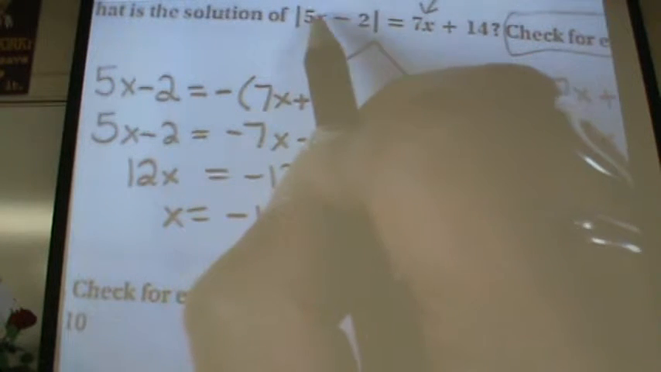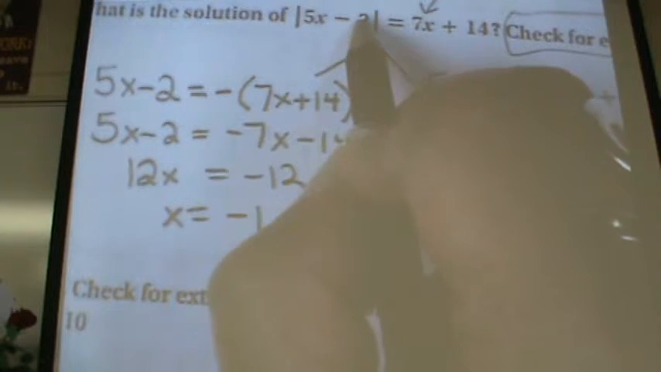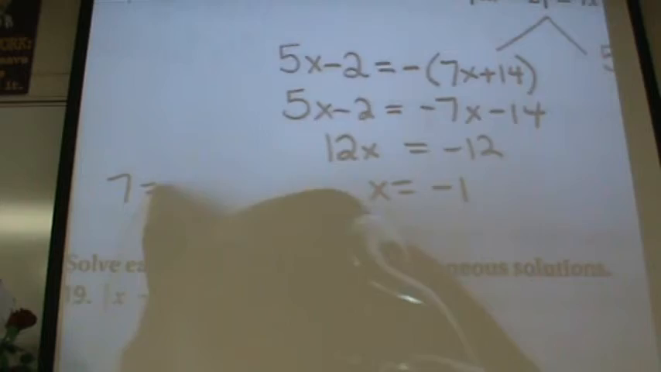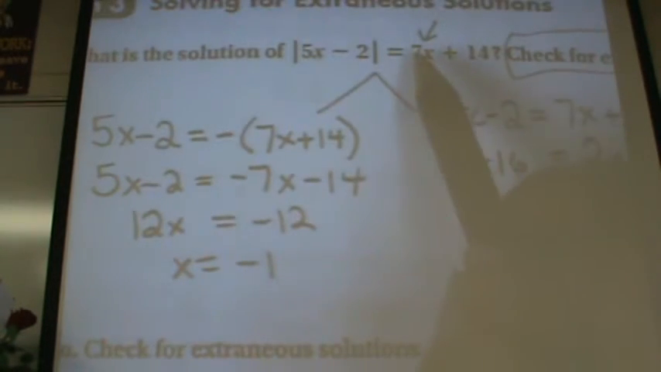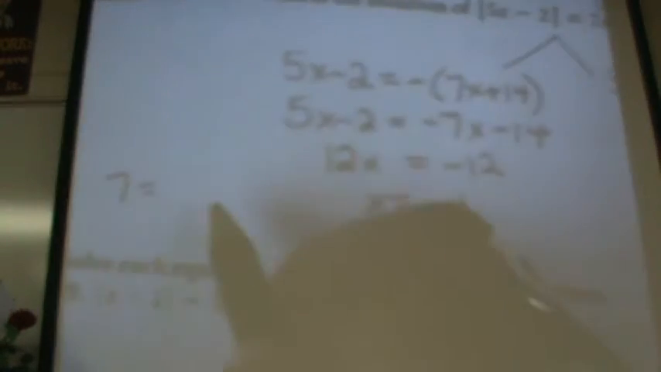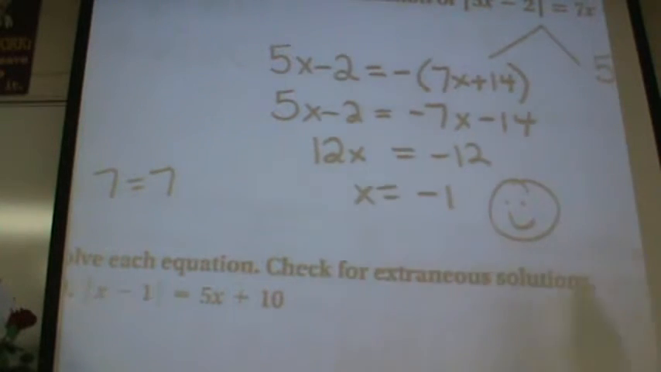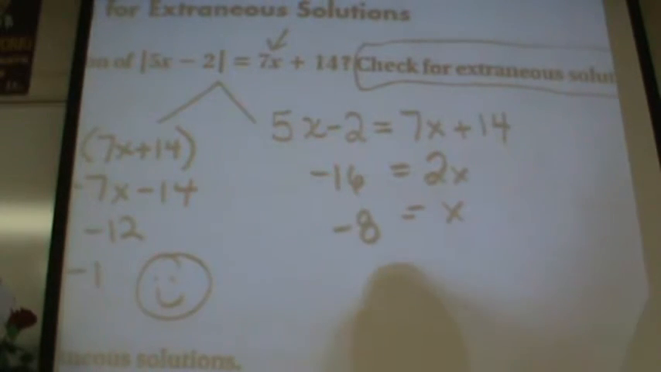Negative 5. What's negative 5 minus 2? Negative 7. What's the absolute value of negative 7? 7. Okay, we got a 7 on that side. How about this side? What's 7 times negative 1? Negative 7. What's negative 7 plus 14? Does 7 equal 7? Okay, so this one's good. This one works. It's a good answer. Okay, how about this one?